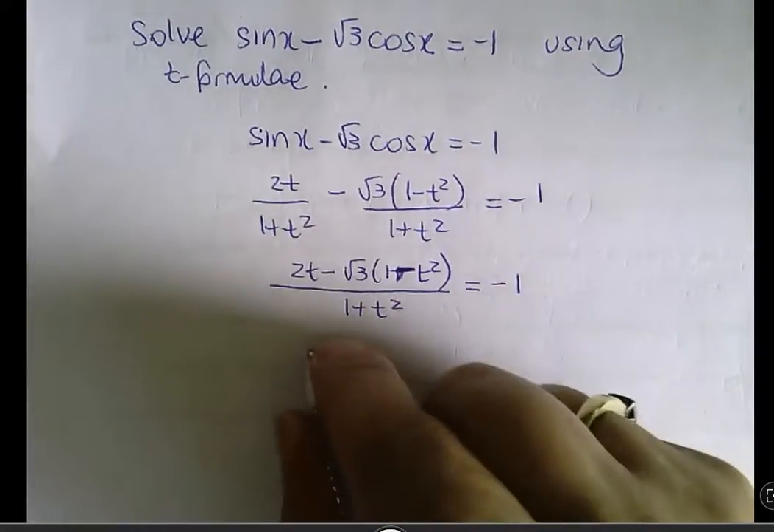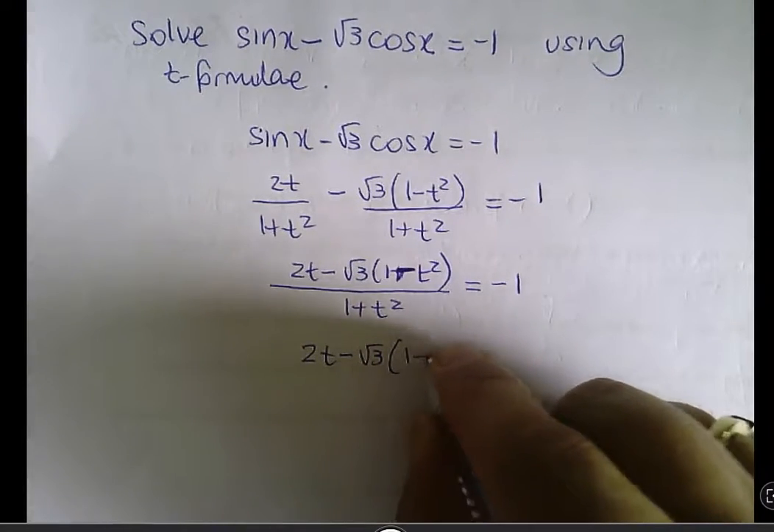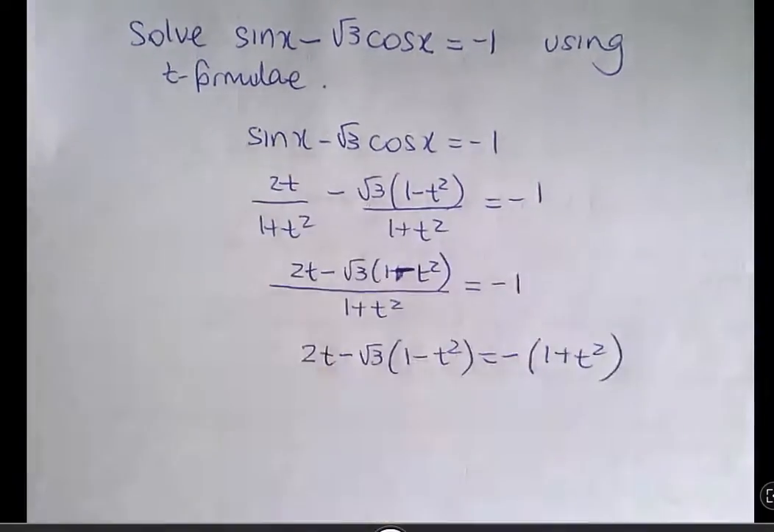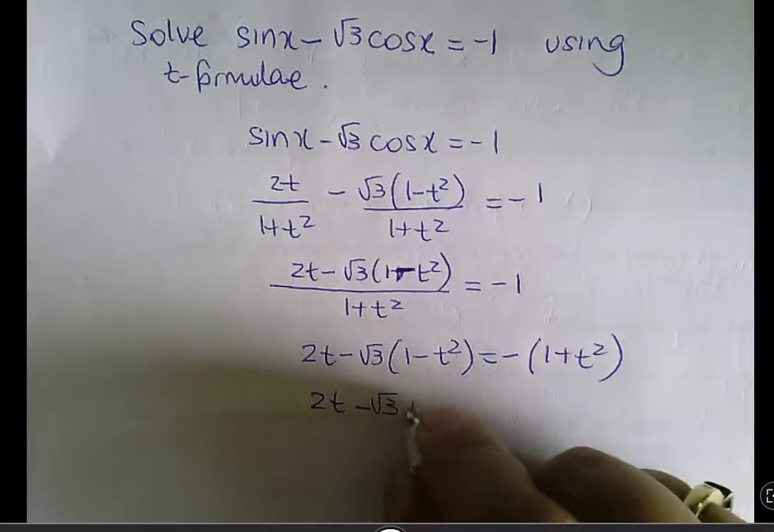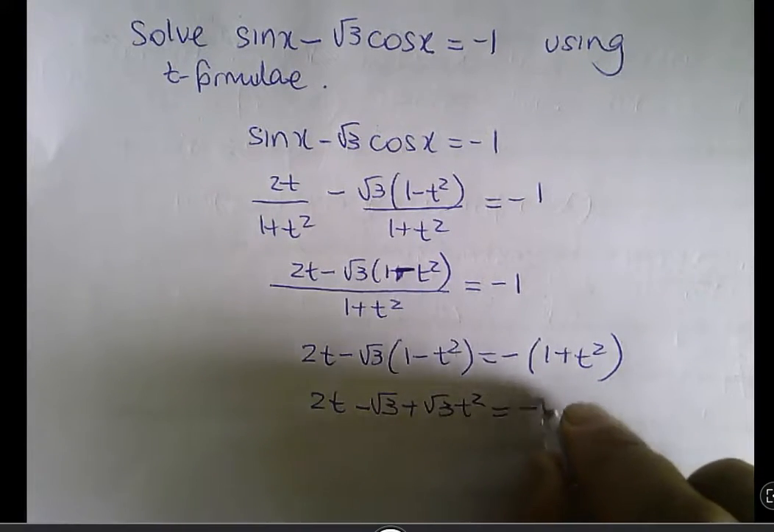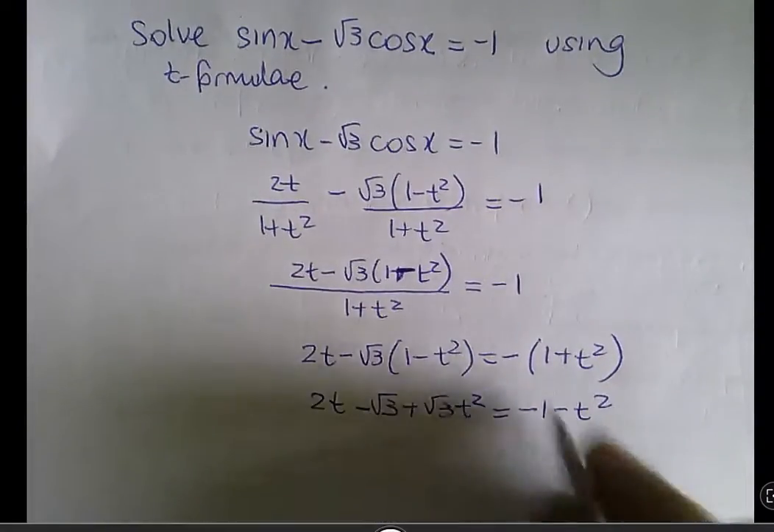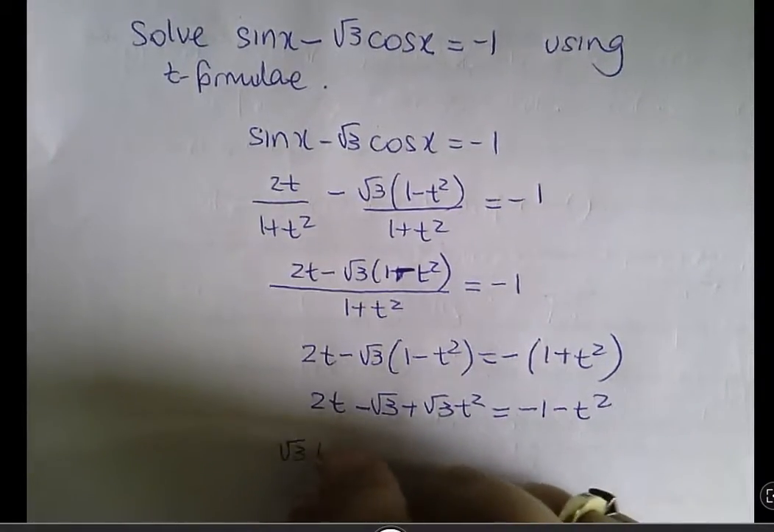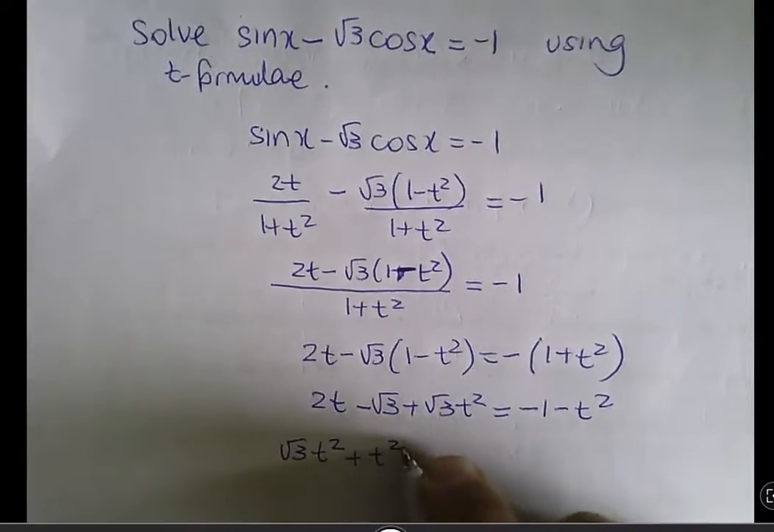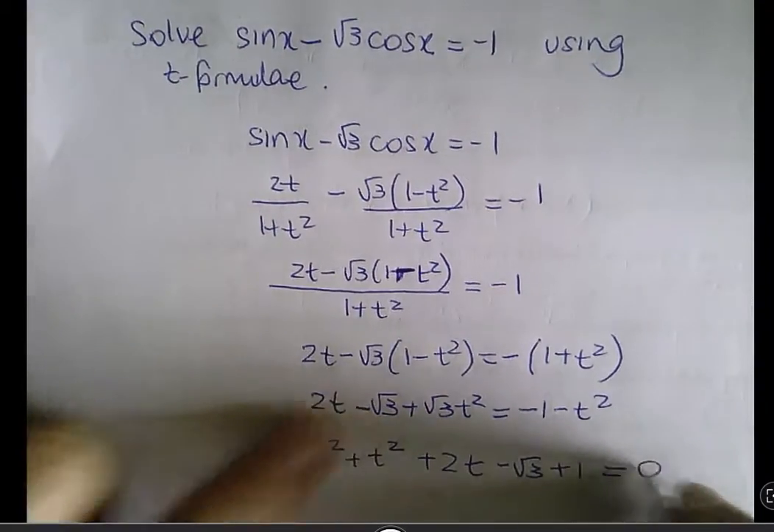Now I'm going to multiply both sides by 1 plus t squared, and I've got 2t minus root 3, bracket 1 minus t squared, is negative, bracket 1 plus t squared. So now this becomes 2t minus root 3 plus root 3t squared. Remember to use the brackets here, -1 minus t squared. I'm going to take everything over to the left because that would make t squared positive. Root 3t squared, I'm going to do the t squareds first, plus t squared. Then I've got plus 2t minus root 3 plus 1 equals 0.